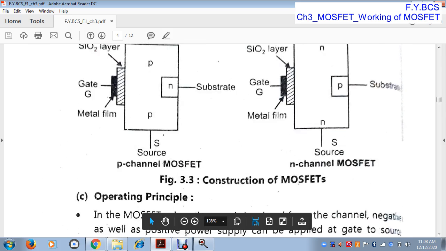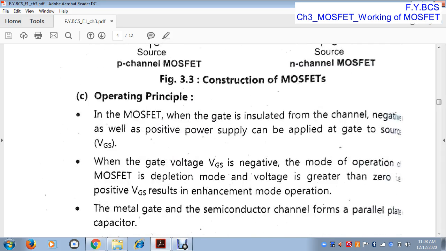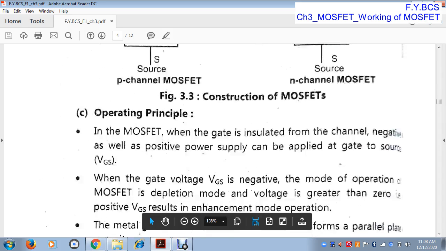So this is the gate terminal and this is the source terminal of MOSFET. Between these two terminals, we provide some voltage, either positive or negative. If we provide the positive voltage, then the mode of operation is enhancement MOSFET, and if we provide the negative voltage, then the mode of operation is called the depletion mode.